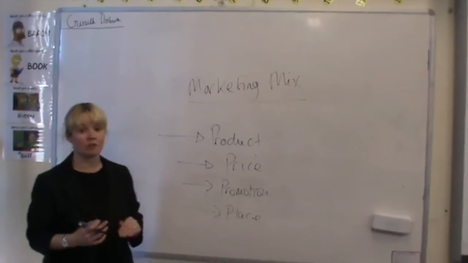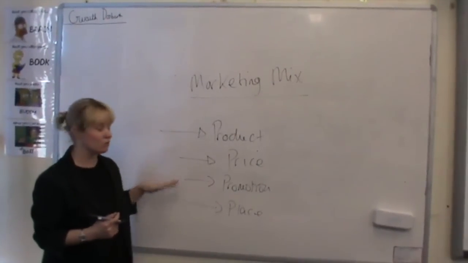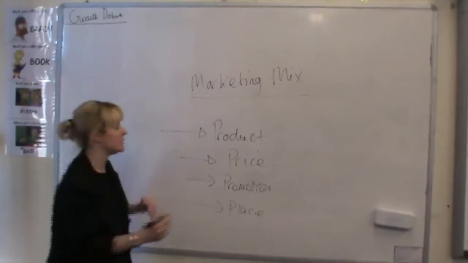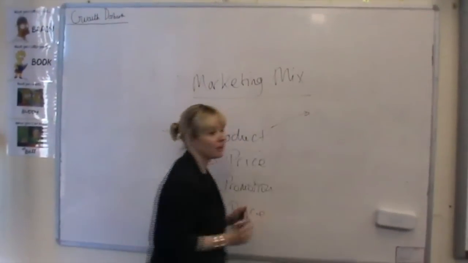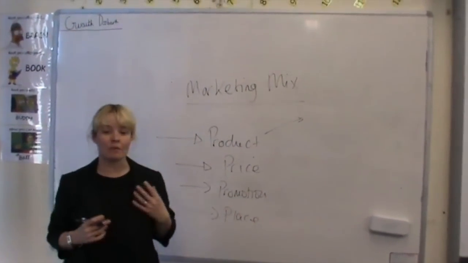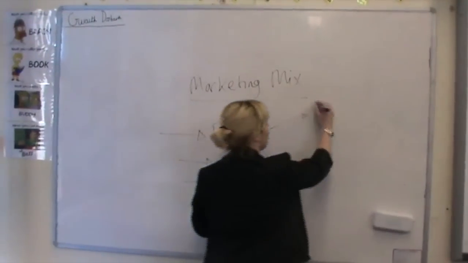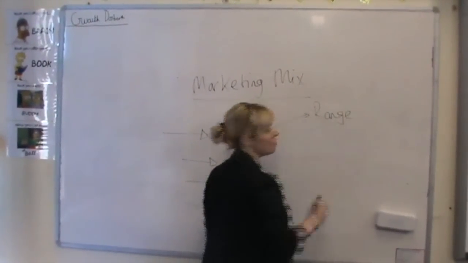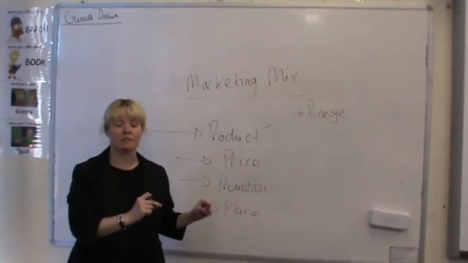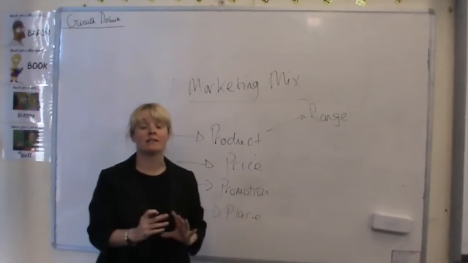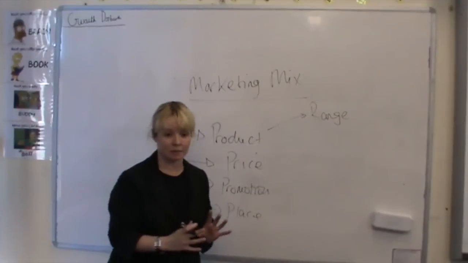Now you need to know for your exam information about each of those 4 Ps, and the first one we're going to take is product. Okay, now lots of businesses will have a product range, and that's where they will sell different products at different target markets. So they'll aim their different products at different market segments.